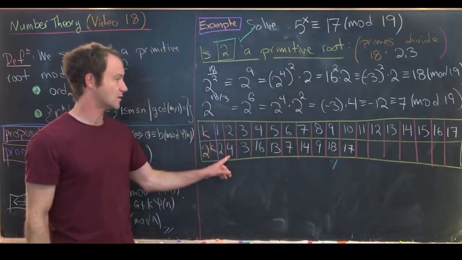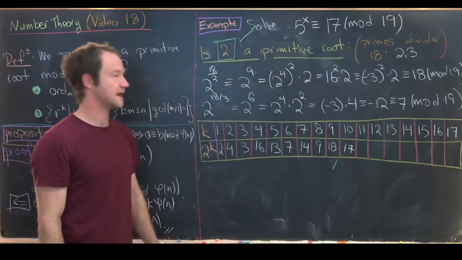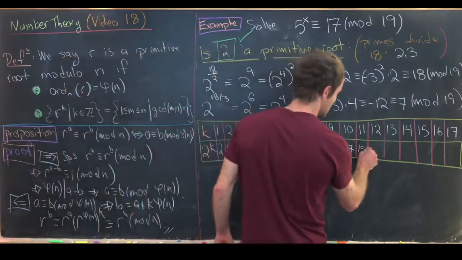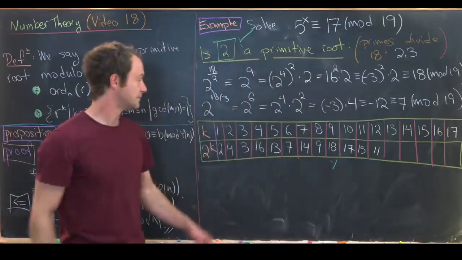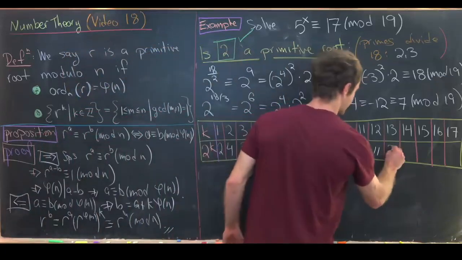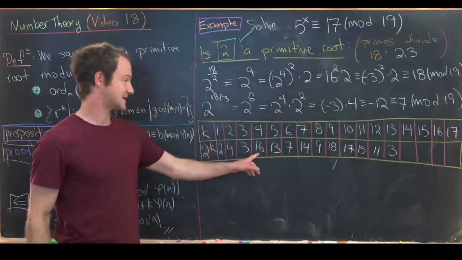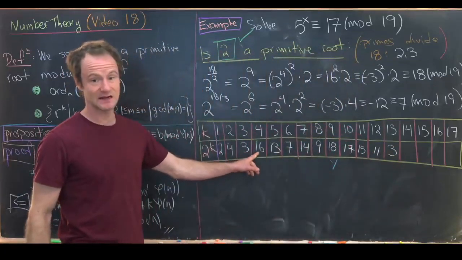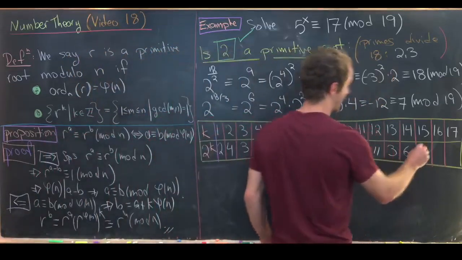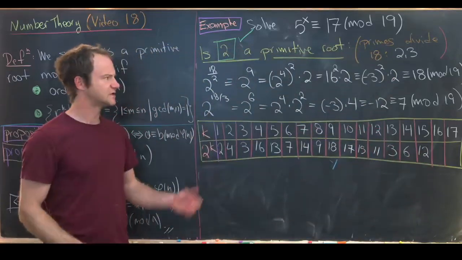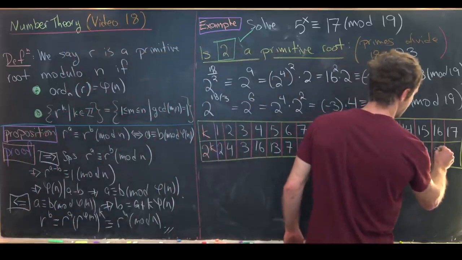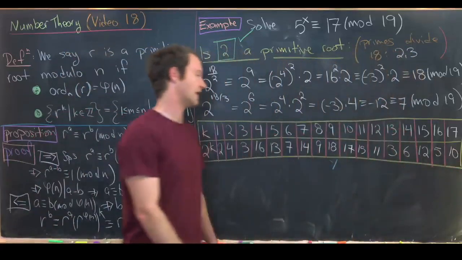Then likewise, we'll have -4 right here. But -4 is the same thing as 15. We'll have 11 here because that's the same thing as -6. We'll have 3 here because that's the same thing as -16. And then just filling in the rest, we'll have 6, 12. 12 times 2 is 24, which is the same thing as 5. And then finally, we'll have 10 for the last one.